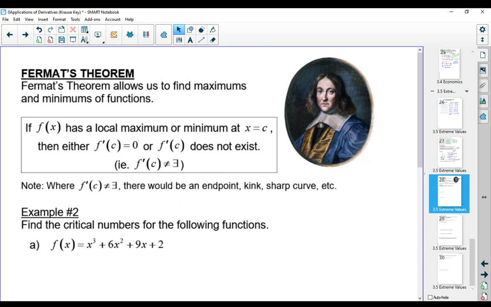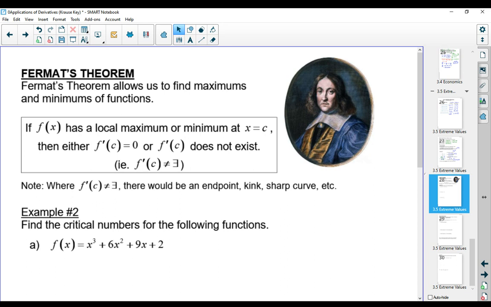All right, let's talk a little bit about Pierre de Fermat. So Fermat was a famous mathematician. He was actually a lawyer as well back in France. And he has quite a few theorems out there, but this is one that pertains specifically to calculus. And so Fermat's theorem can be used to find maximums and minimums of functions. So this is his specific theorem.